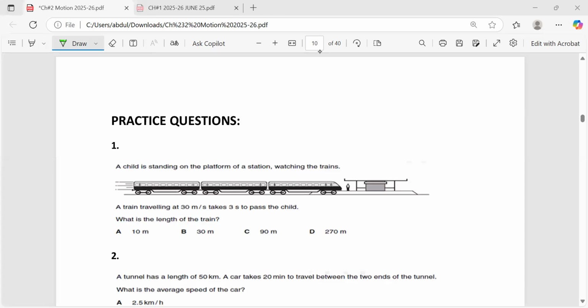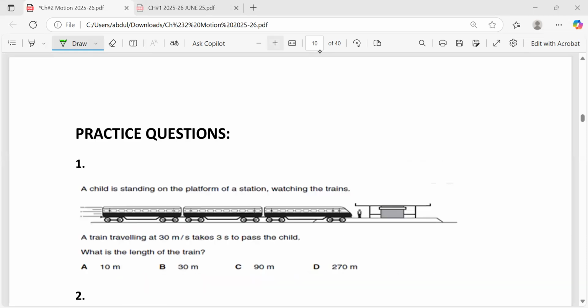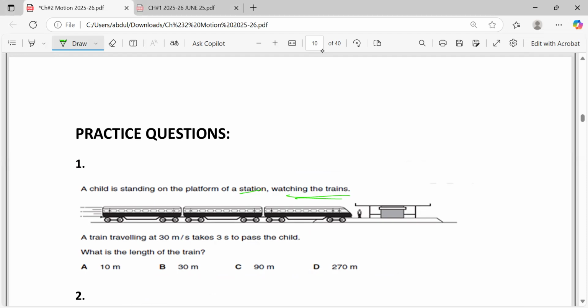Now come here. A child is standing on the platform of a station watching the trains. A train traveling at 30 meters per second. So see, underline this and write V. V for speed. How do I know it is speed? Because meter per second is the unit of speed. Takes 3 seconds to pass the child. Here is the child.